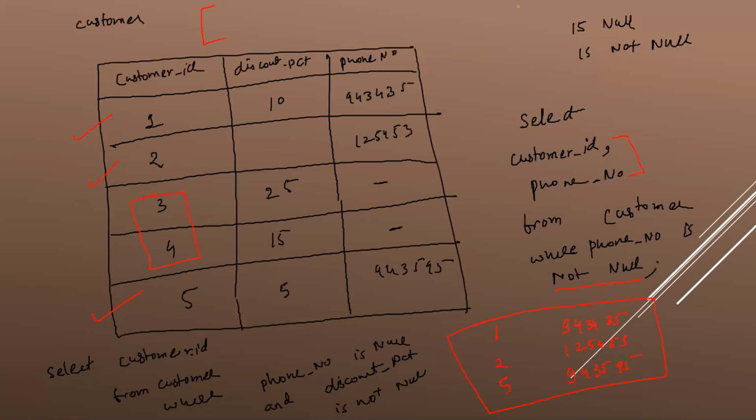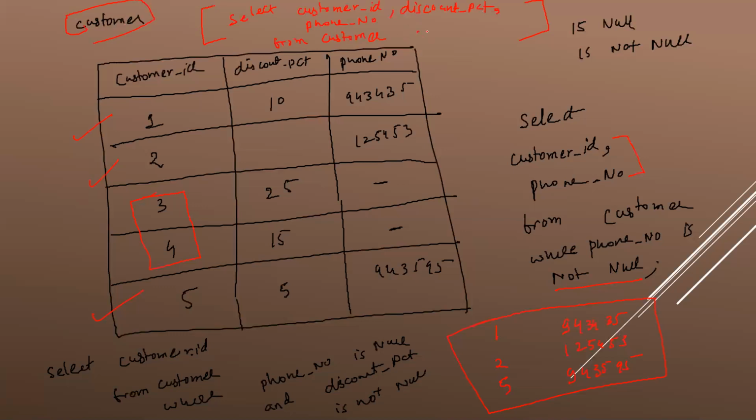Let's do one more question. We can select customer ID, also discount percentage, comma, phone number, from customer. The name of the table is customer, and we are selecting from a table. So that's why just customer.